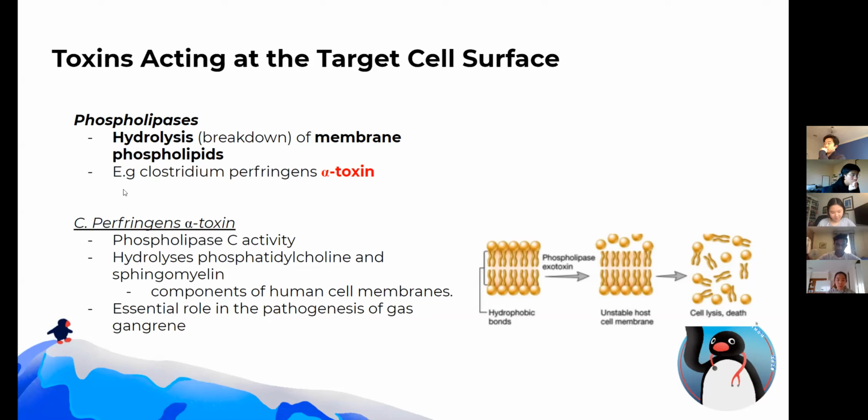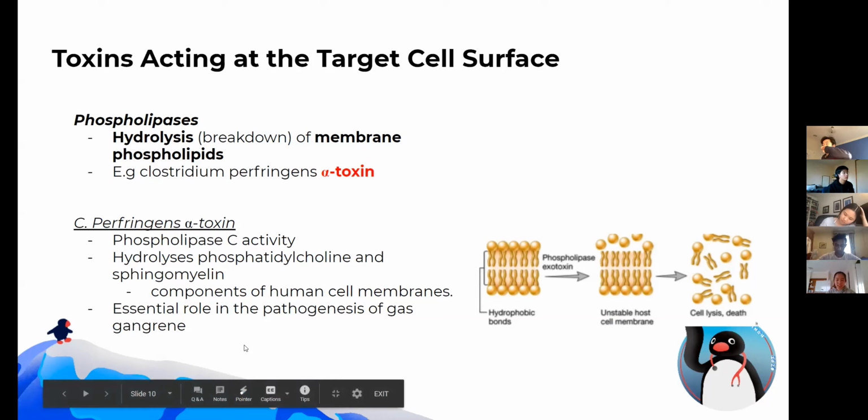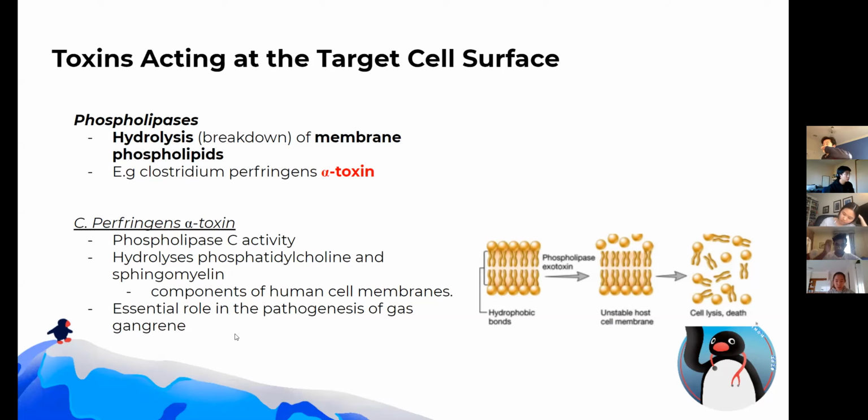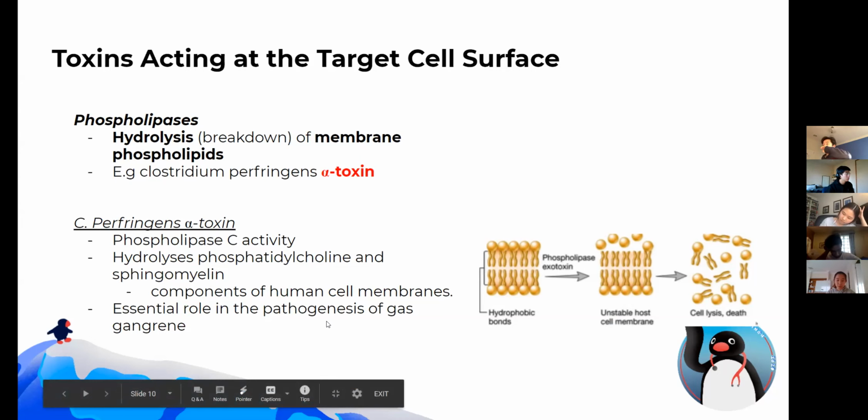One type of phospholipase is the alpha toxin that is released by C. perfringens. What it does is it hydrolyzes the phosphatidylcholine and sphingomyelin, which are all components of the human cell membrane, essentially. So just know that they break down the human cell membrane. And this is also the toxin that plays an essential role in what's called gas gangrene, or the disease that C. perfringens causes.